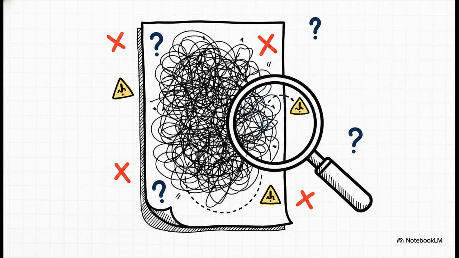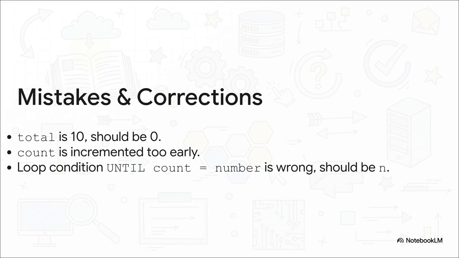First thing to do when you see something like this, don't panic. Seriously. You just need to trace the logic line by line. Let's break down exactly what's wrong with this piece of code. Okay, here are the 3 big mistakes. First off, total is initialized to 10. Why? It should be 0, otherwise every calculation is going to be wrong from the start. So, the fix, total equals 0.